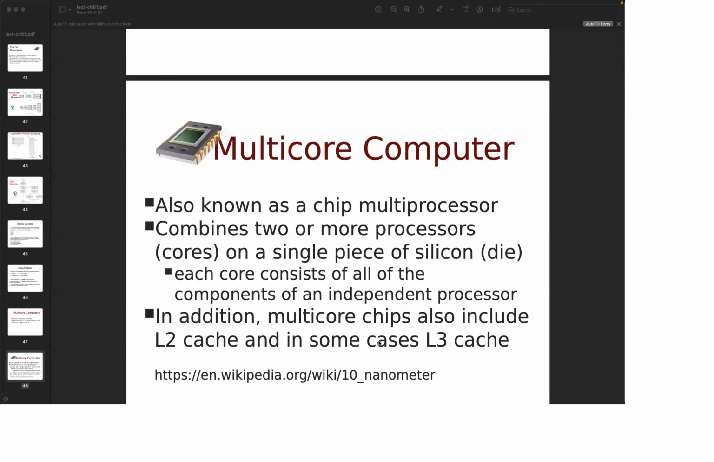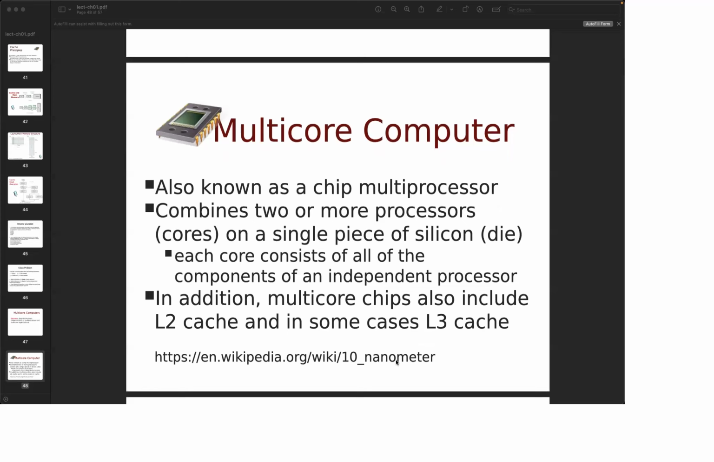Also, multiple cores can have L2 or L3 cache, but most of the time it stops at L2, because adding more cache gets more expensive. In the market, when it's cheaper, it only has 2 levels of cache.